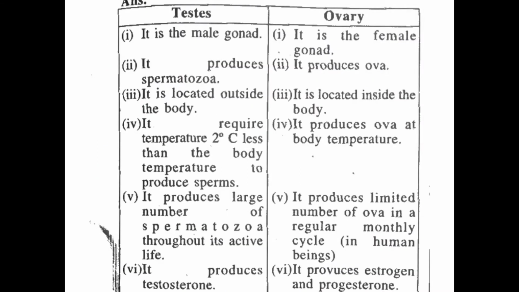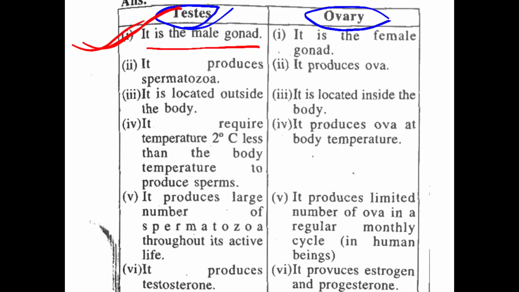Okay. Next is testis and ovary, that is gonad. The first point is that testis is male gonad, ovary is female gonad. Okay, you can easily write this. It is already seen here that testis is male gonad and ovary is female gonad. Okay, testis produces sperm, ovary produces ova. This is the second point. Testis produces spermatozoa, whereas ovary produces ova or egg.